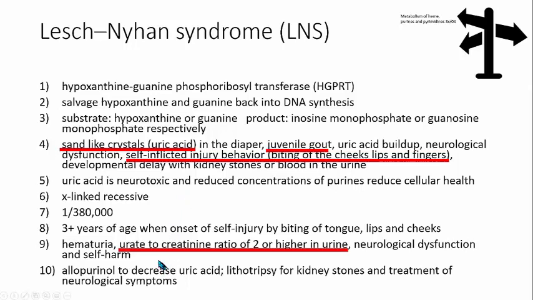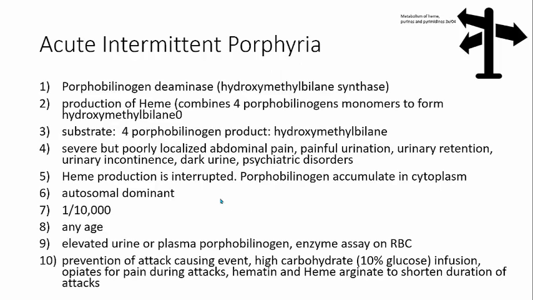You will find upon running the urine that the urate to creatinine ratio of 2 or higher is found in the urine. This is very indicative of Lesch-Nyhan disorder. Now, in that same heme lecture that you have had, you also learned about acute intermittent porphyria. This is actually, as well as the remaining diseases in this slide deck, are diseases of heme metabolism.